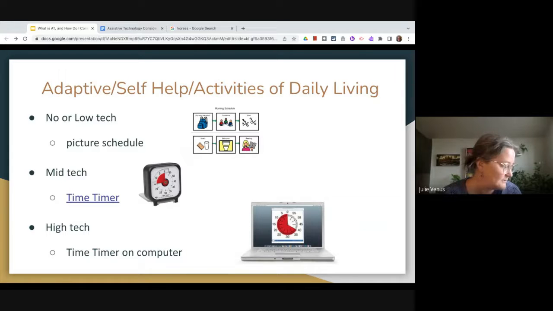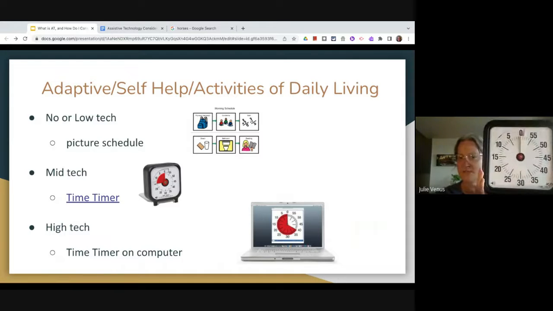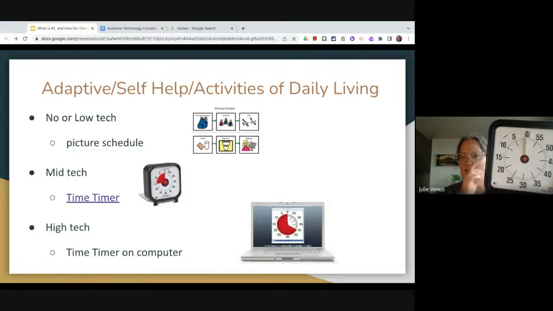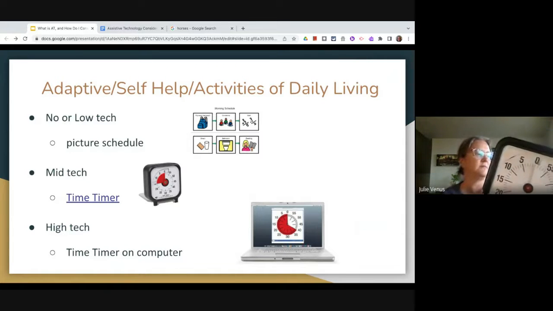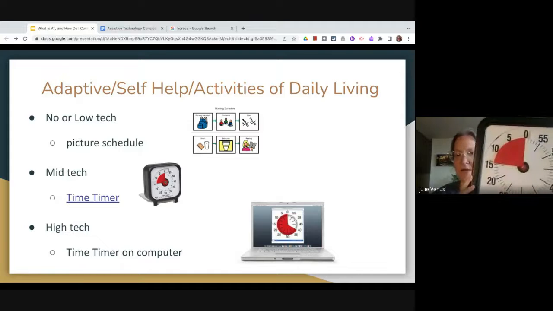In mid-tech, we've got time timers. I got piles of stuff here. If I dig for a second, they come in all sorts of different sizes. Here's a giant one. They come in smaller ones. That link there will take you. They even come in different colors now, but if you turn it, there's an on switch in the back. And what it does is you can turn it to however much time you want.